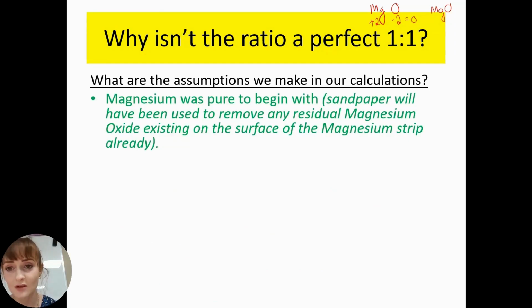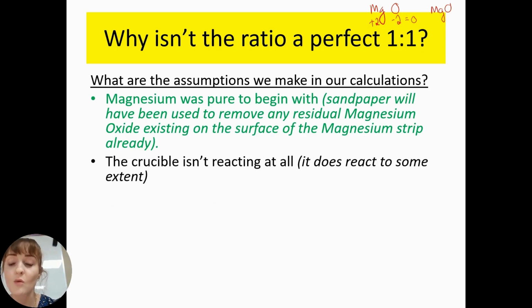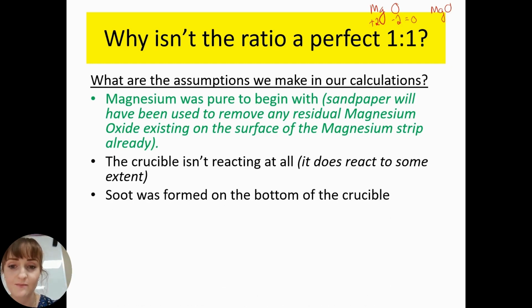So the first thing we were assuming is that the magnesium was pure to begin with. Of course you used sandpaper to remove any of the residual magnesium oxide which was on the surface of the magnesium strip, but that doesn't determine anything about the magnesium under the layer. So we assume that the magnesium was pure. We also assume that the magnesium isn't reacting at all. That's a reasonable assumption, although in reality it probably does react to some very, very small extent.